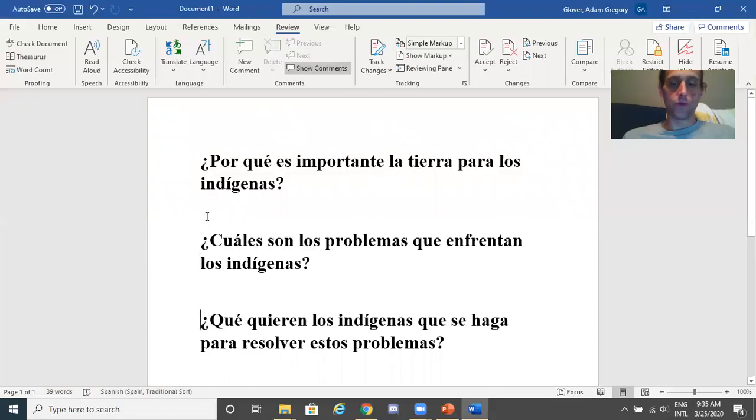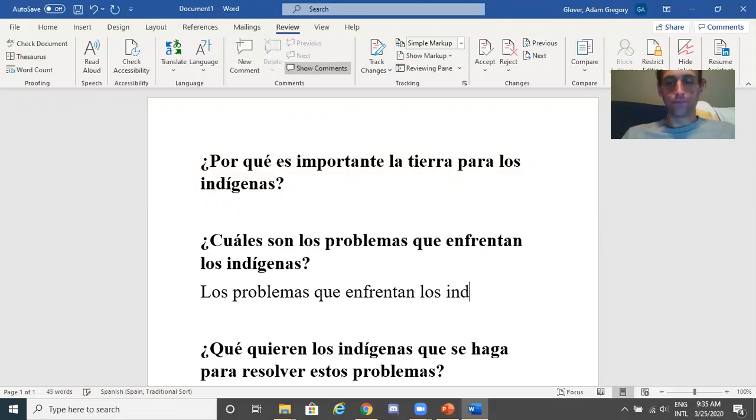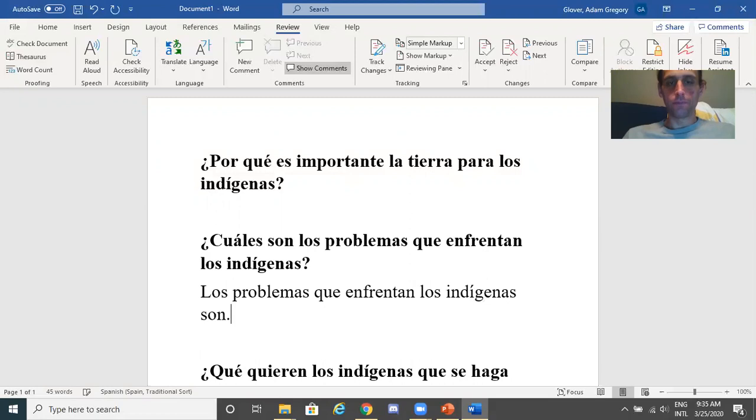Here's another example with question number 2. It says, ¿cuáles son los problemas que enfrentan los indígenas? Now, if you wanted, you could begin this answer with a straightforward indicative response. So, for instance, los problemas que enfrentan los indígenas son, and then you list the problems. That would be a straightforwardly indicative response, no subjunctive. What's a way of beginning this answer using the subjunctive? How could you frame your response using the subjunctive? No?